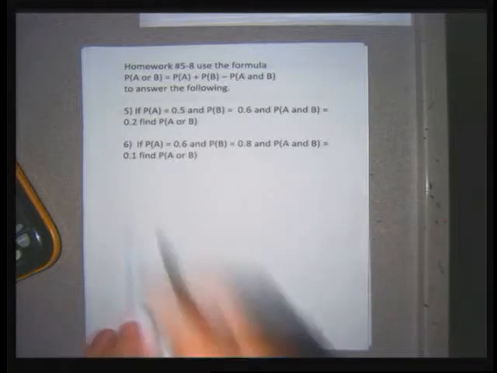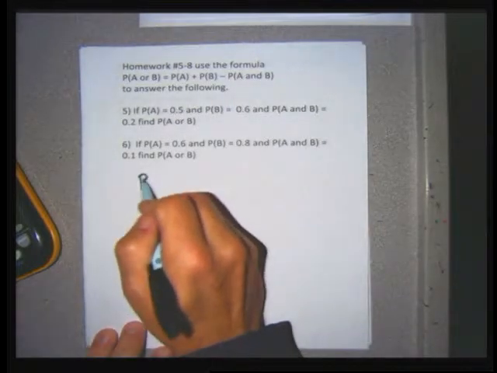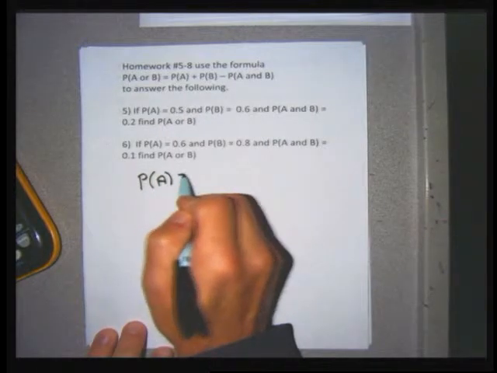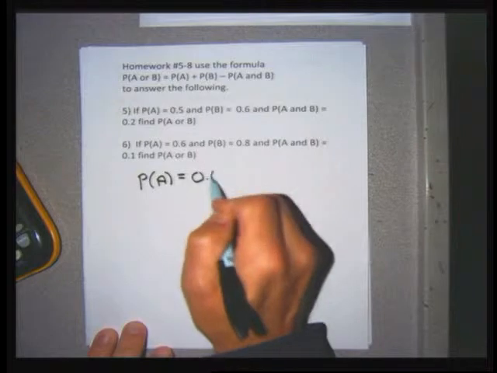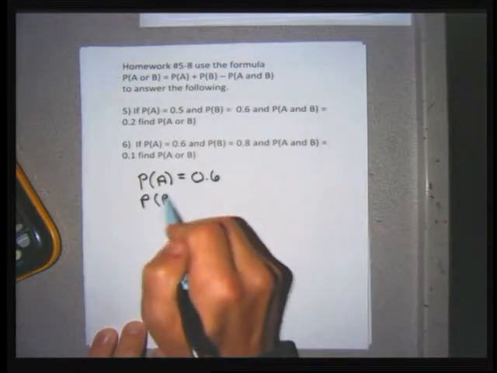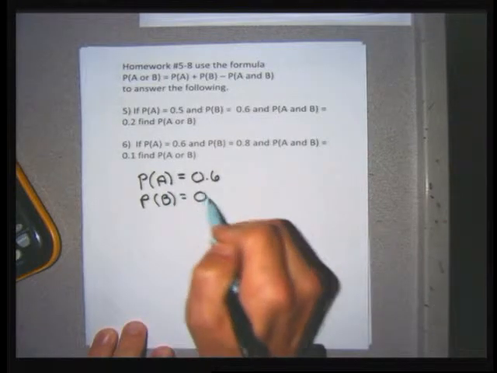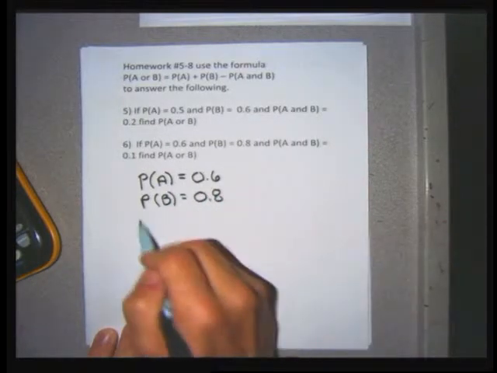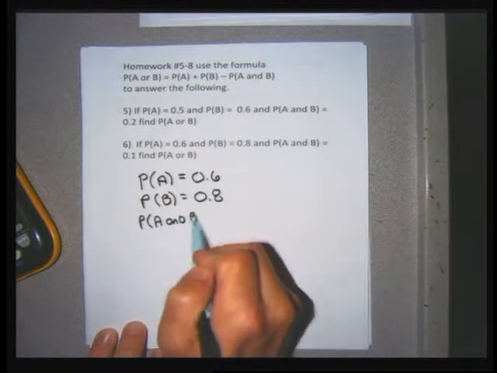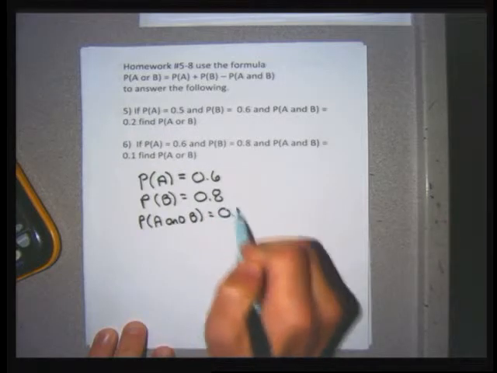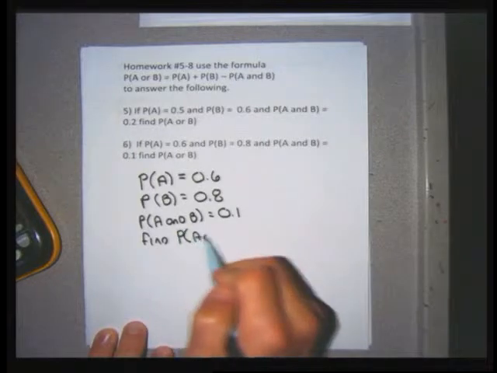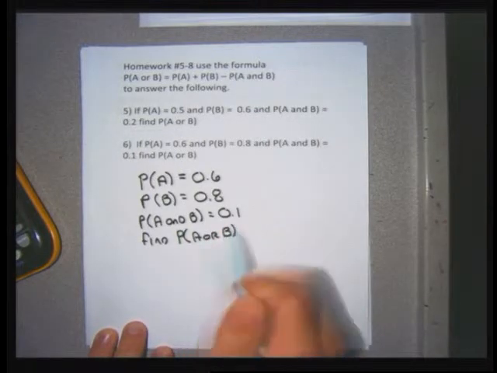So in problem 6, I'm given a few pieces of information. I'm given information that I can shove into the formula. I'm given the probability of event A is 0.6, which is 60%. The probability of B is 0.8, which is 80%. And the probability of A and B equals 10%. And I was asked to find the probability of A or B. Each of the next 4 problems just want me to use the formula.